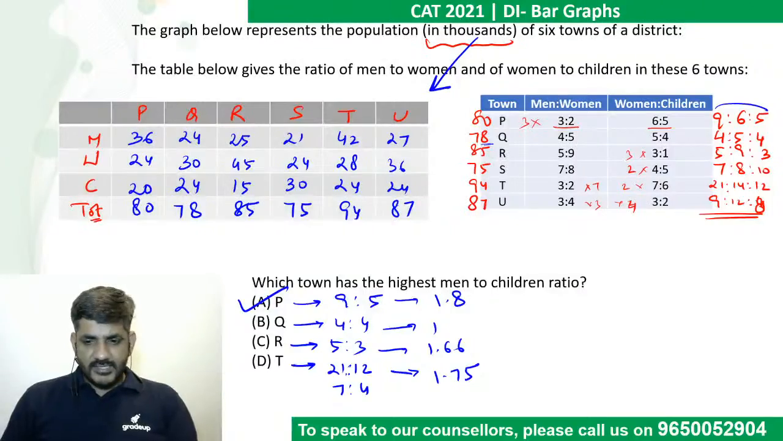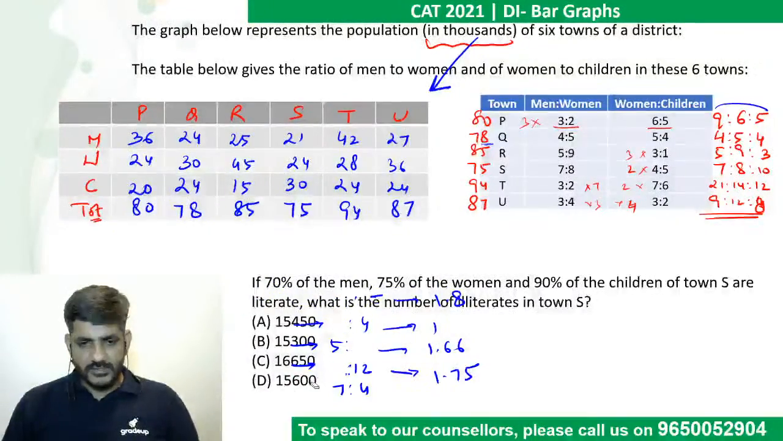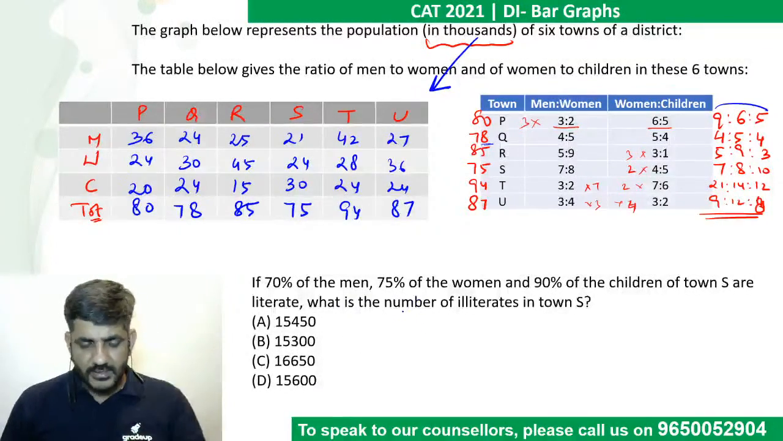Okay, so I feel this is correct now. So let's move forward to the next question. Next question that we have is this. 70% of the men, 75% of the women and 90% of the children of the town S are literate. What is the number of illiterates in the town?